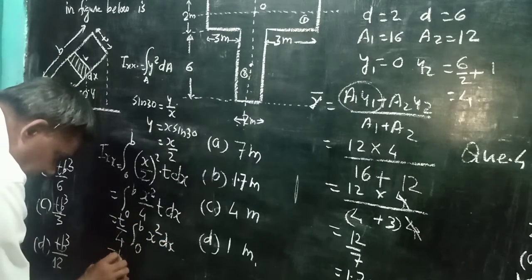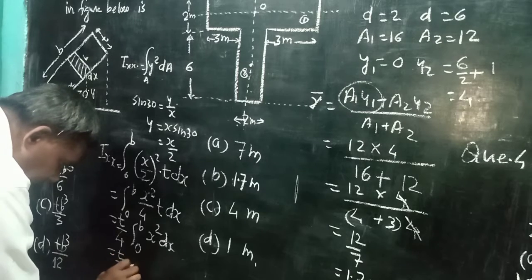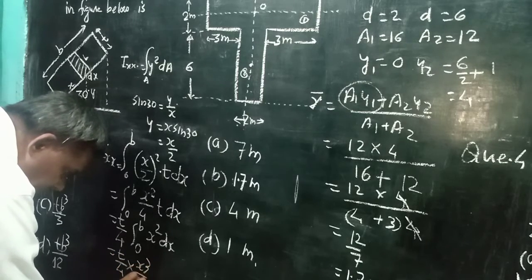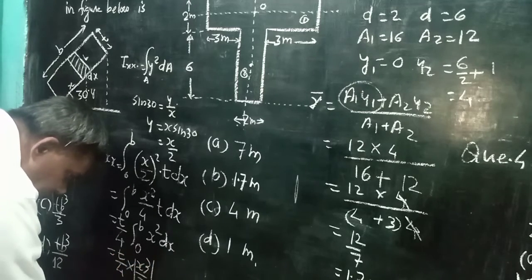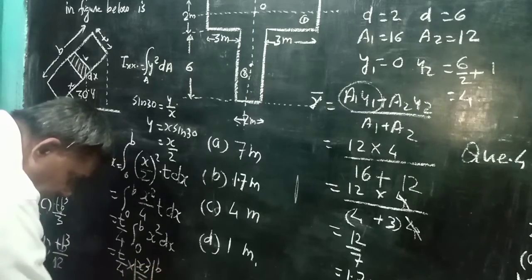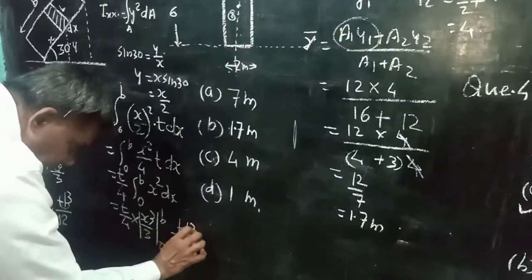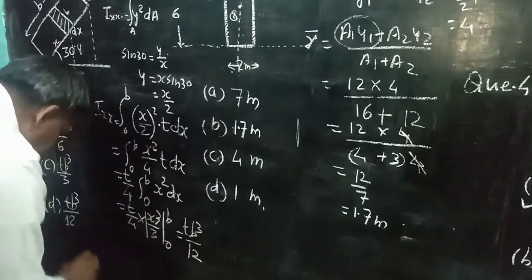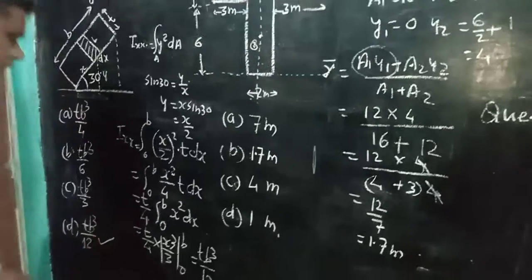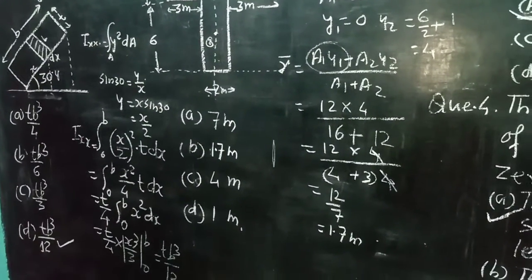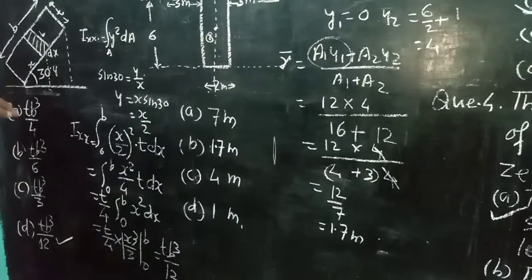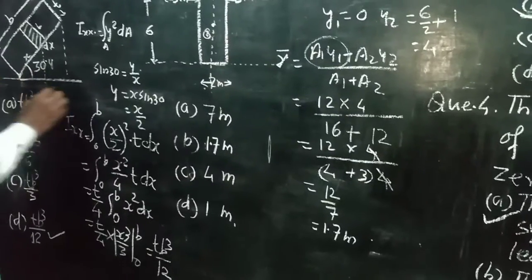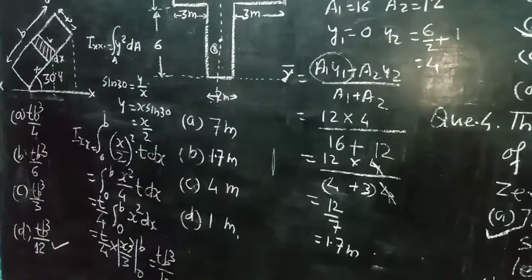So this is equal to t by 4, and this is x cube by 3, from 0 to b. So therefore the answer is t b cube by 12. This answer, t b cube by 12, is the answer of this question. This is the required second moment of inertia with respect to the x-axis.